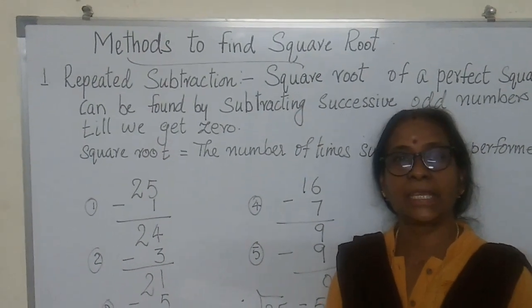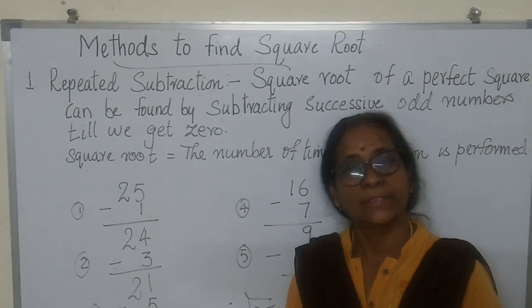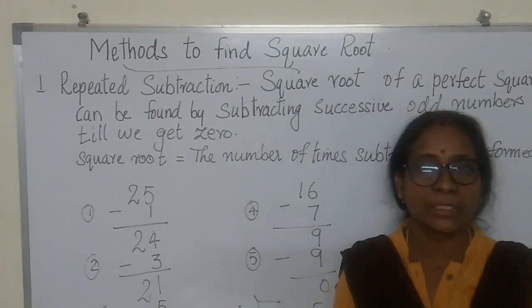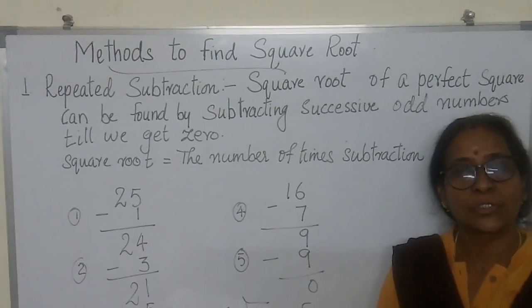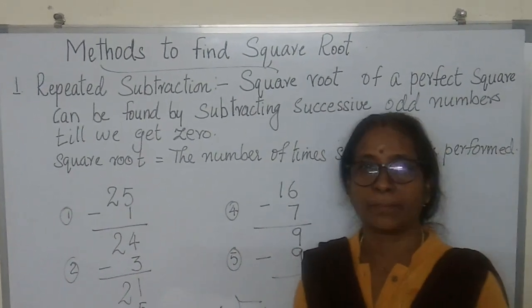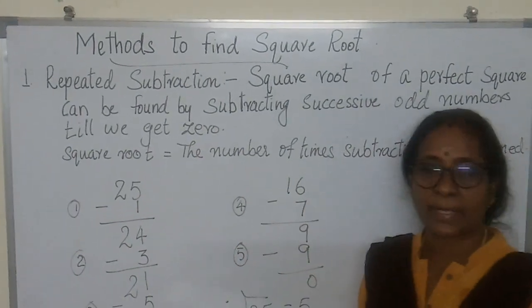Now let us see how to find the square root of a given number. There are various methods to find the square root. Let us see the easiest one, which is used to find square roots of small numbers. The method is repeated subtraction.